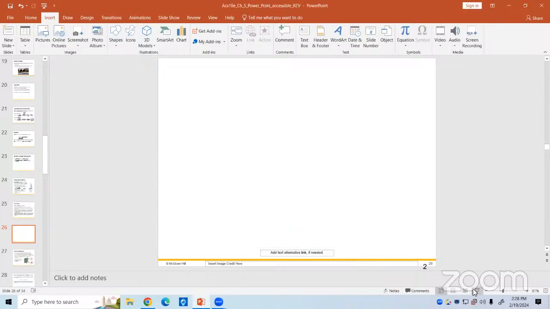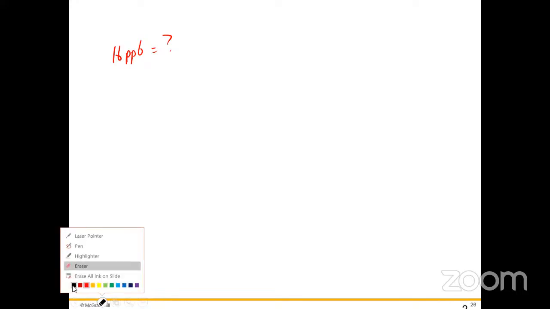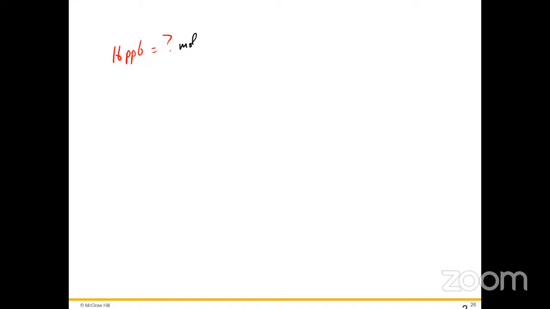Okay, so just to remind myself of what the question is saying. You're starting off with 16 parts per billion, and you're trying to find the equivalent molarity, which would be expressed in moles per liter. So I'm going to put moles per liter.